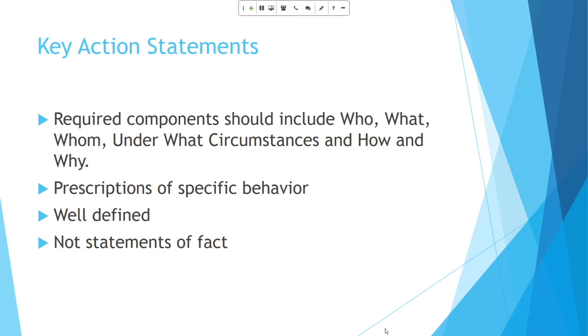Key action statements. Key action statements are the statements that are used in the writing of the practice management guideline. The components should always include the who, what, whom, under what circumstances, how, and why. These are more for clarity and understanding of the practice management guidelines. Also, a key description or prescription of specific behavior, well defined, and these are not statements of fact.